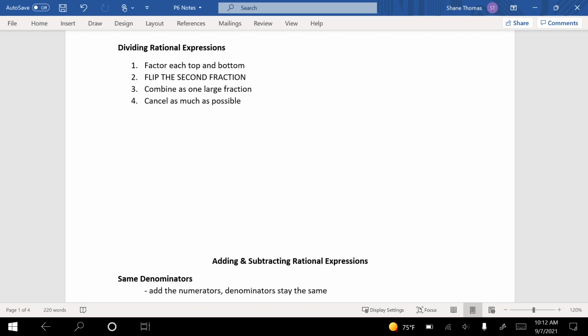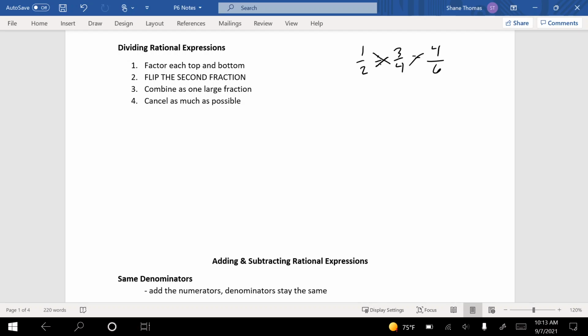Flip the second fraction, then combine as one large fraction. Remember when you were multiplying fractions way back when you first learned about it. If I had 1/2 divided by 3/4, for instance, you could do the keep it, switch it, flip it, if you were taught that way, or high, low, high. 1 times 4 is 4, 3 times 2 is 6.